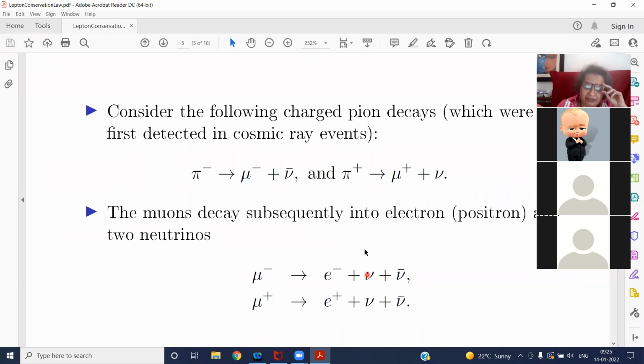What is the spin of a neutrino? Zero spin. Is it a lepton? Is the neutrino a lepton? Yes, ma'am. So if it is a lepton, it cannot be zero spin.